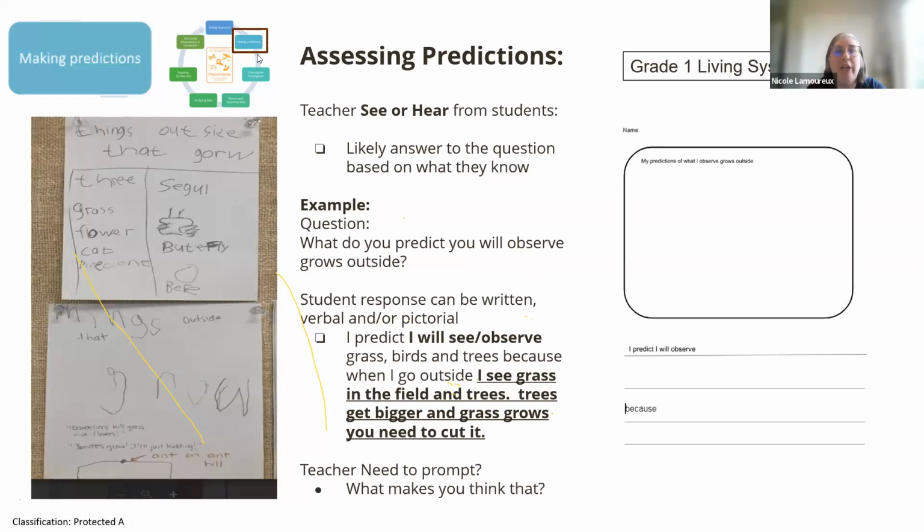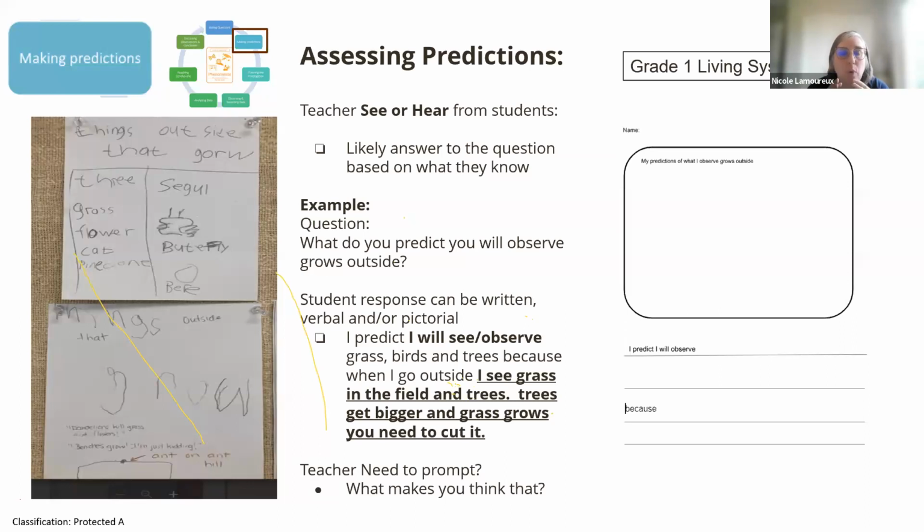So if we look here, this is a grade 1 example. Of course they can draw, and things that grow outside. Here, the teacher is thinking, and a lot of you touched on this, a likely answer based on what they already know, or reason, or prior knowledge. So for example, the question is, what do you predict you will observe grows outside? The student response can be verbal or pictorial, or written as they get older in grade 3. If the student response is, I predict I will see, and let's try to get them to use the word observe, grass, birds, and trees, because when I go outside, I see grass in the field and trees get bigger and the grass grows, you need to cut it.